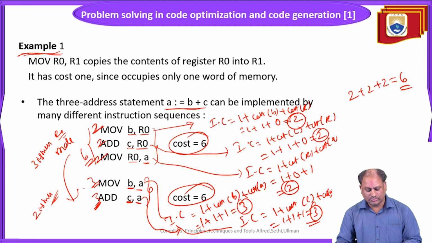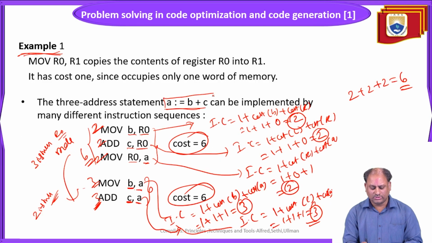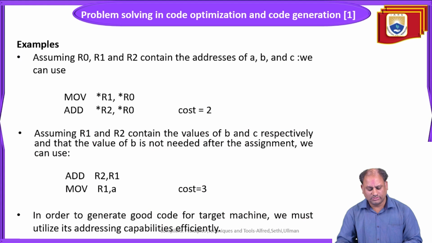So in this example, A equal to B plus C is the assignment statement which is to be considered. In both cases the instruction cost is the same, but time-wise, instruction length and space vary accordingly. So that is to be considered.